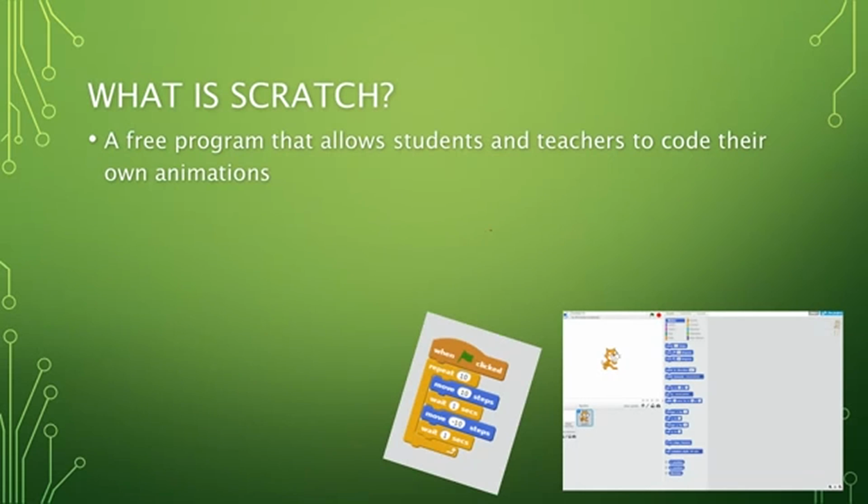Now, this could be an animation that tells part of a story. You could have your students set up a scene where they're telling the story of the three little pigs, and one kid tells the story of the first pig, another kid tells the story of the second pig, and the third person tells the story of the third pig.